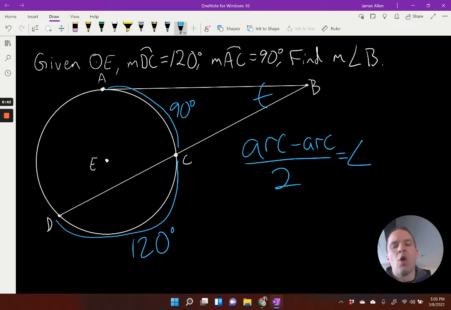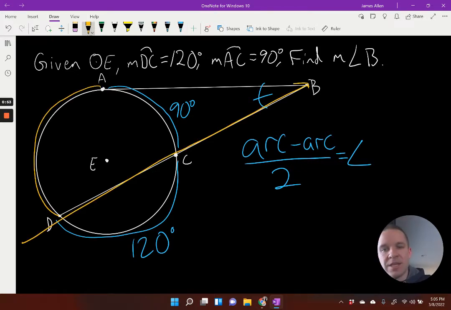So, what arcs does angle B intercept? Well, one of them is AC, so we're good there. But the other one is going to be AD. Notice how this hits at C and D. This hits at A. Okay, so that's where my arcs are made up from based on that angle intercepting those arcs. Okay, that's awesome sauce.